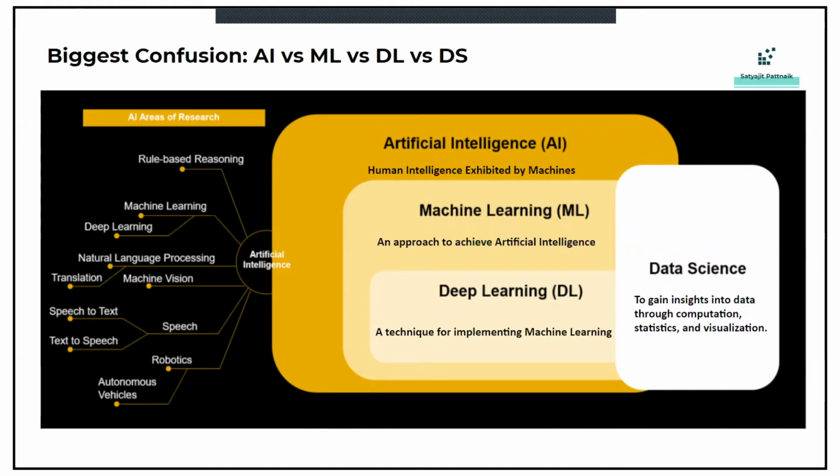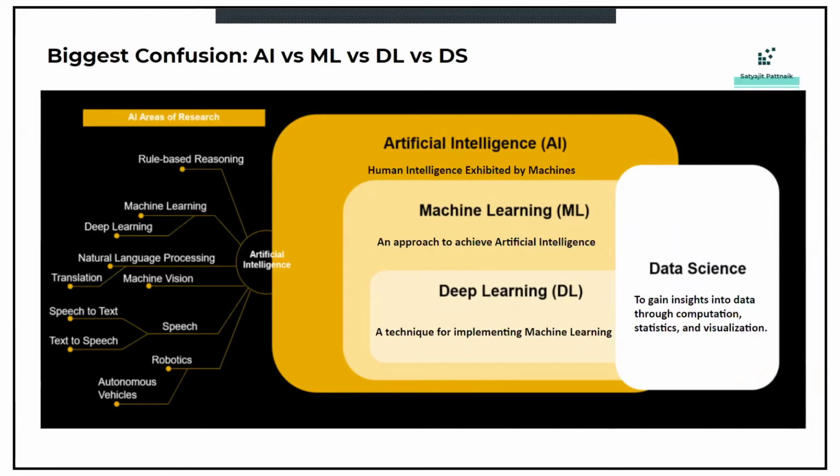AI is basically human intelligence exhibited by machines. It's a field of research, or you can say you achieve AI by various mediums. Machine learning is one of the mediums to achieve AI. Now there are different other mediums as well, like natural language processing, computer vision, robotics, machine vision, speech to text, text to speech, etc. Areas or subsets are there by which you can achieve AI. So ML is going to be a part of it. ML is a subset of AI.